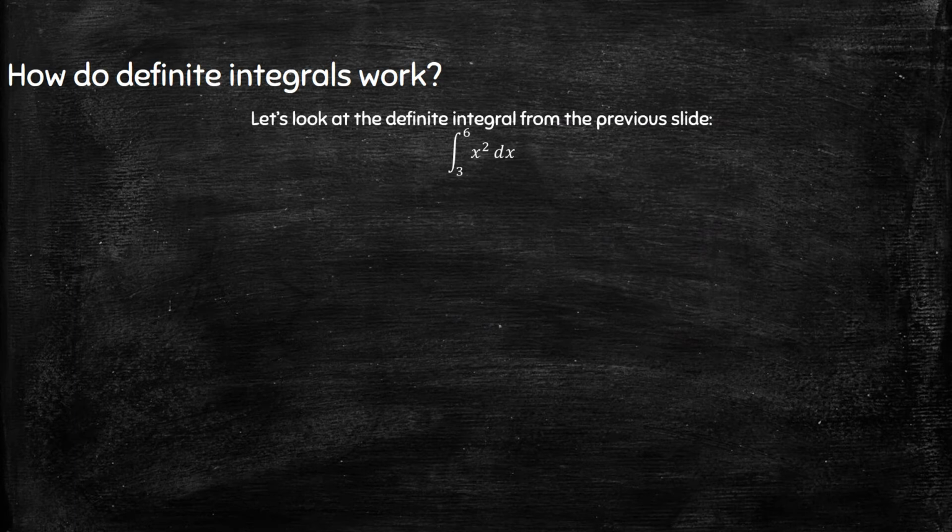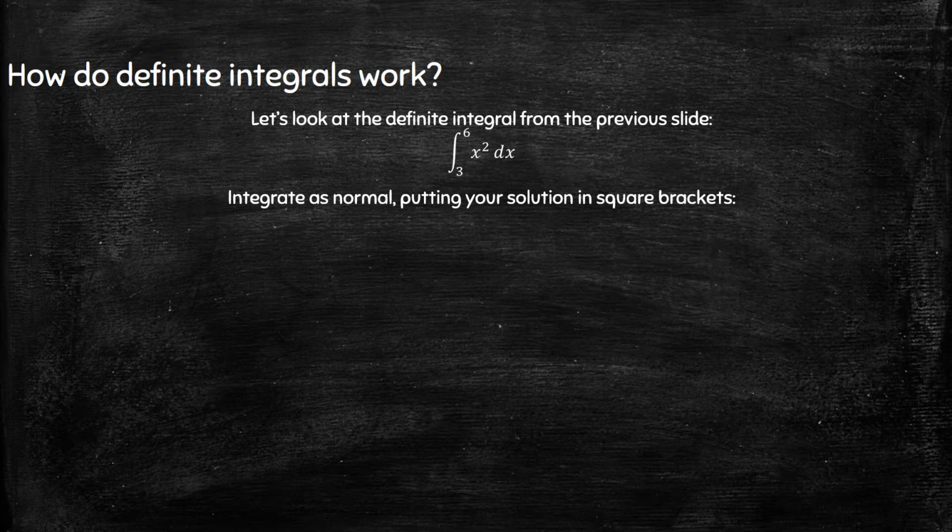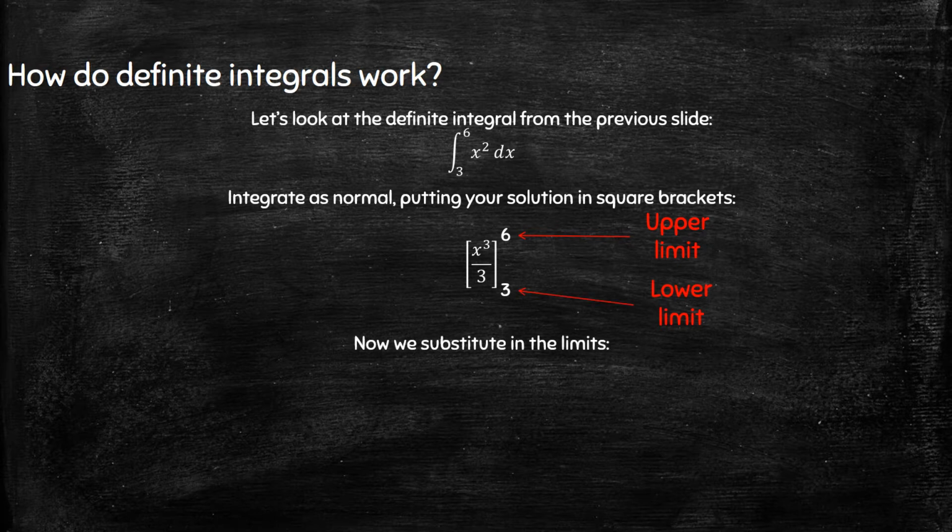So we're going to grab the one from the last slide. We've got the integral of x squared and the limits are between 6 and 3. So we integrate as normal and you put your solution in square brackets with the 6 at the top and the 3 at the bottom. Now we just substitute in those two numbers into x to the power of 3 divided by 3. So when x is 6, 6 to the power of 3 over 3 is 216 over 3, which is 72. And when x equals 3, 3 to the power of 3 over 3 is 27 over 3, which is 9.